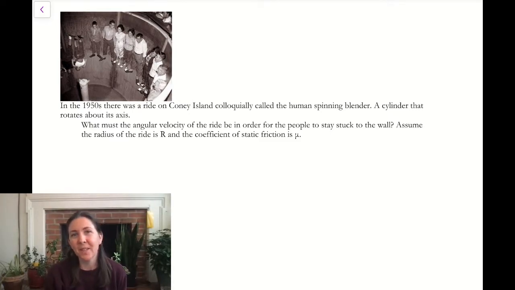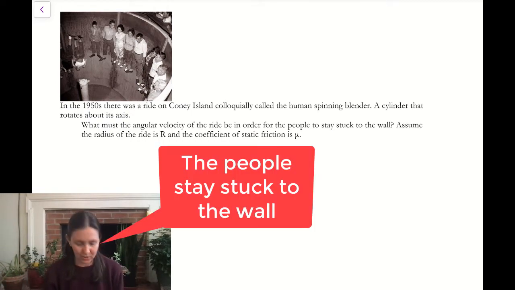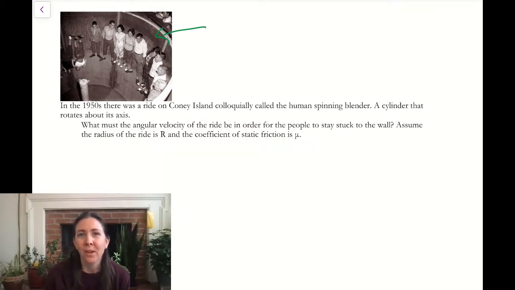Dr. P here. In this video, I want to talk about this Carnival ride where it spins really fast and the floor drops out and the people stay stuck to the floor. This is a ride at Coney Island here, and you can sort of see these people. Some of them are having fun. They're upside down. All right.